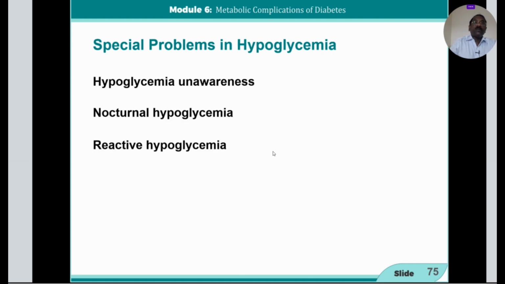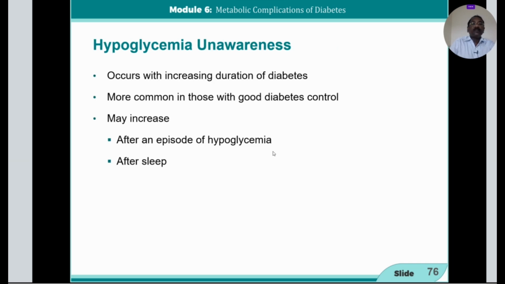Special problems. Hypoglycemia unawareness, that I already told you. Nocturnal hypoglycemia, very difficult to notice. Reactive hypoglycemia, that is what I told you, the most common hypoglycemia in our areas. Hypoglycemia unawareness occurs with increasing duration of diabetes, is more common in those with good diabetes control, and may increase after an episode of hypoglycemia and after sleep.